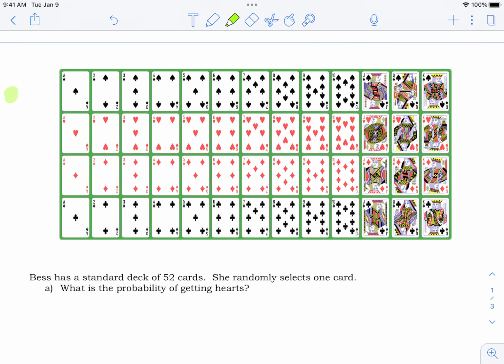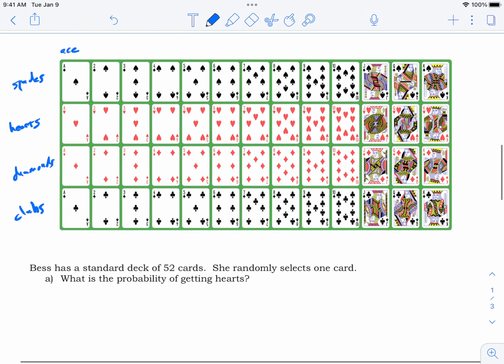Okay, this is called the suit of spades. This is called the suit of hearts. This is called the suit of diamonds. This is called the suit of clubs. So spades, hearts, diamonds, clubs. This is called the ace, which is another name for 1. Of course, you see a 2, 3, 4, 5, 6, 7, 8, 9, 10.